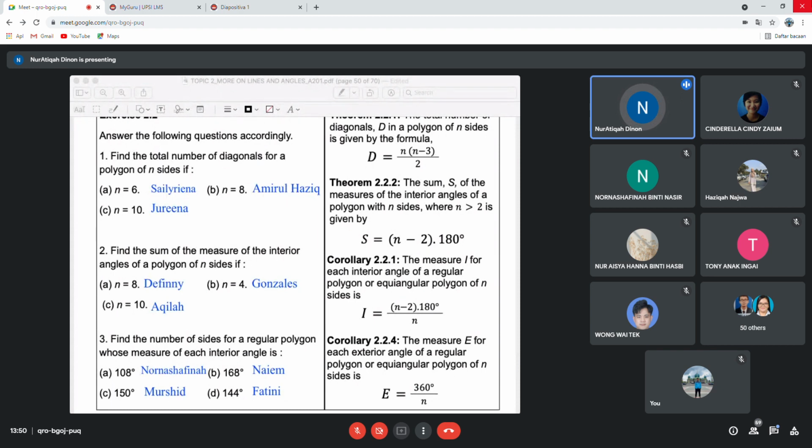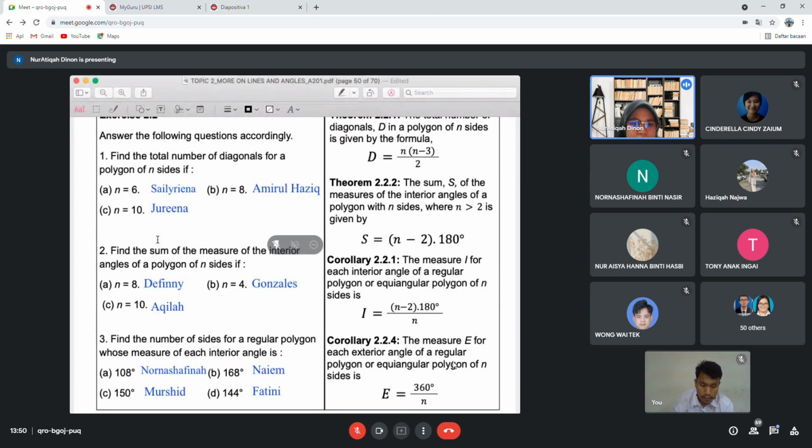Hopefully everyone is already done. Okay. So number 1, find the total number of diagonals for a polygon of n sides if n equals 6. Okay, Salirina, can you give me the answer? Share with your friends.